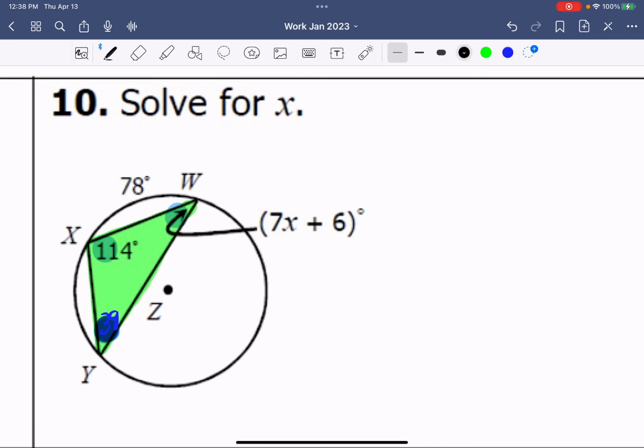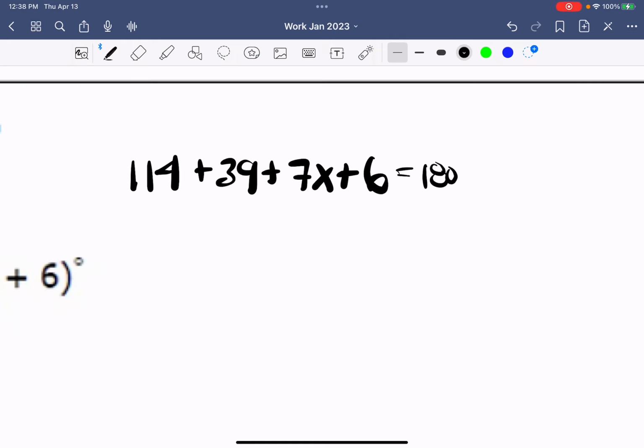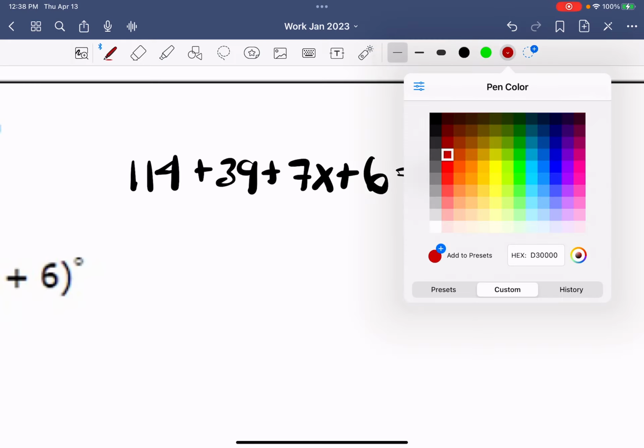So now, again, I'm going to add up the whole triangle. I'm going to add up every corner of the triangle and make it equal to 180. So 114 plus 39 plus the equation, so it's all 3 corners. This one, and this one, and it makes 180. It equals 180. And then you just solve from there. So that's what you would be solving to get X alone.